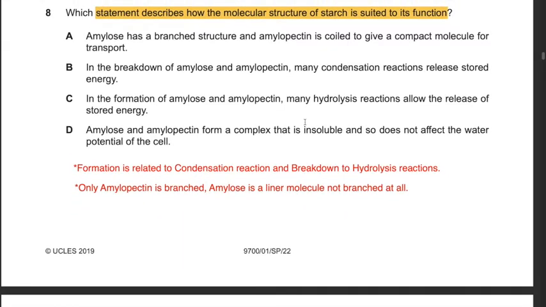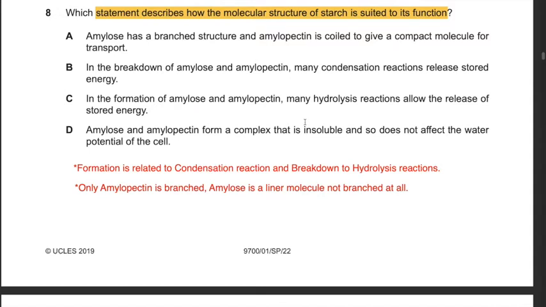Question 8. Which statement describes how the molecular structure of starch is suited to its function? A. Amylose has a branch structure and amylopectin is coiled to give a compact molecule for transport. B. In the breakdown of amylose and amylopectin, many condensation reactions release stored energy. C. In the formation of amylose and amylopectin, many hydrolysis reactions allow the release of stored energy. D. Amylose and amylopectin form a complex that is insoluble and so does not affect the water potential of the cell.